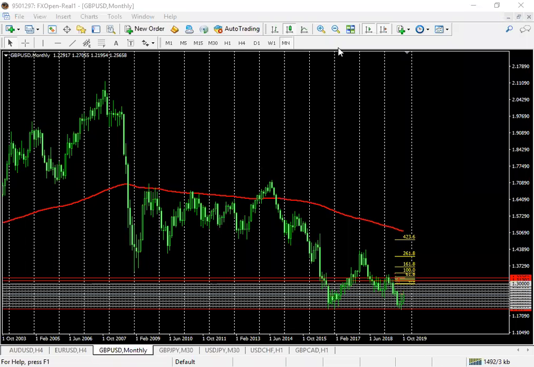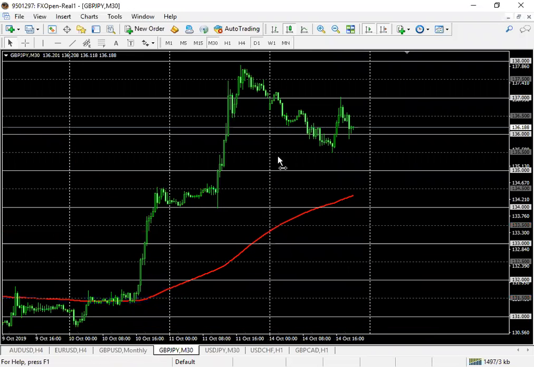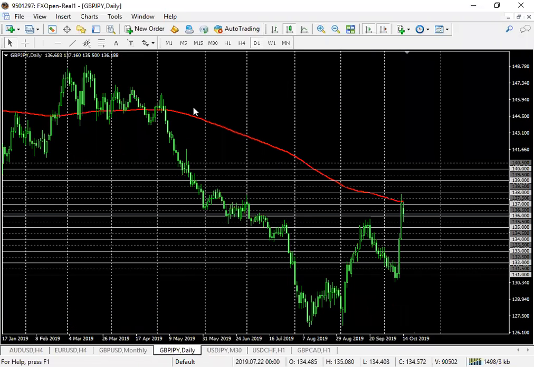One of my favorite markets, GBP JPY. The pound yen also has been in somewhat of a decline, until probably 2 or 3 days ago, when we had this very aggressive push to the upside, from this swing low 131 even to 138 even.